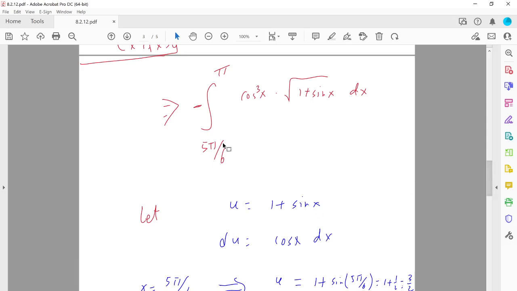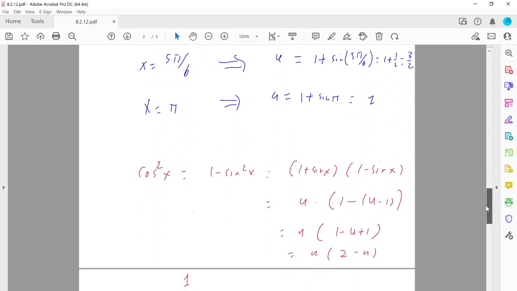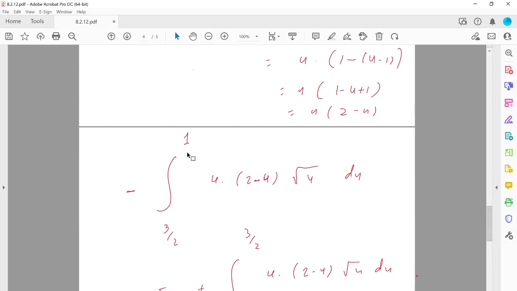So now we have to change the limits of integration. When x is 5 pi over 6, u equals 1 plus sine 5 pi over 6, and the sine of this is half. If you add these two numbers, it gives you 3 over 2. And when x is pi, u equals 1 plus sine pi, which is 0, so u equals 1. So this range of integration now becomes 3 over 2 to 1.